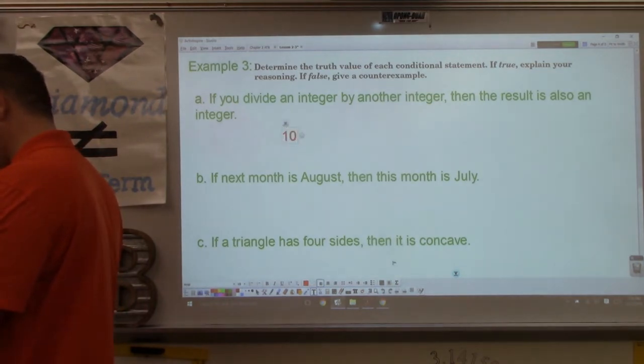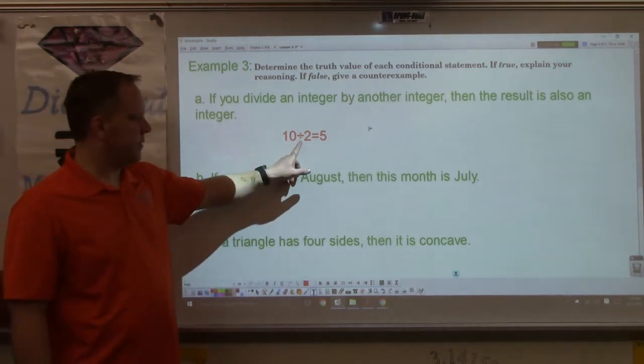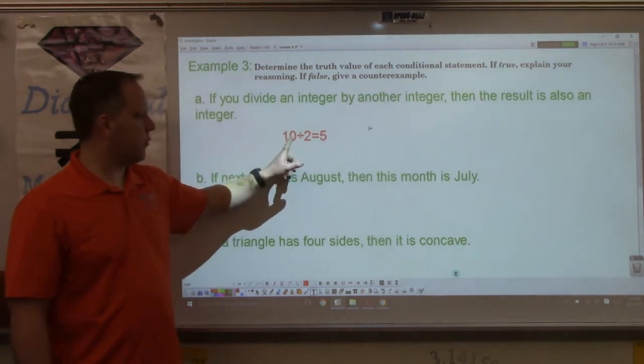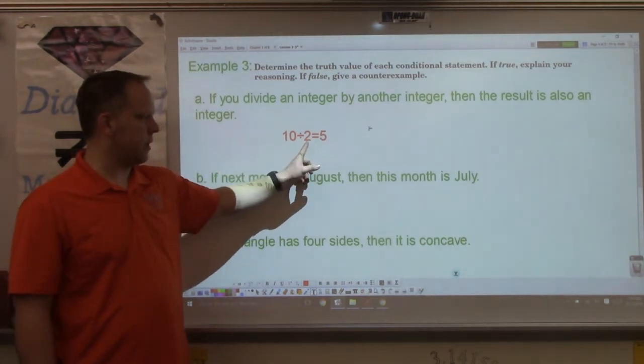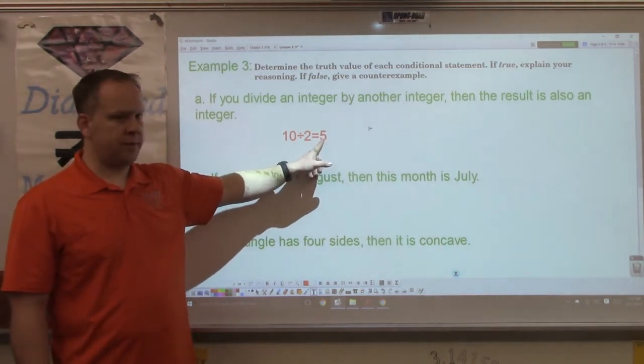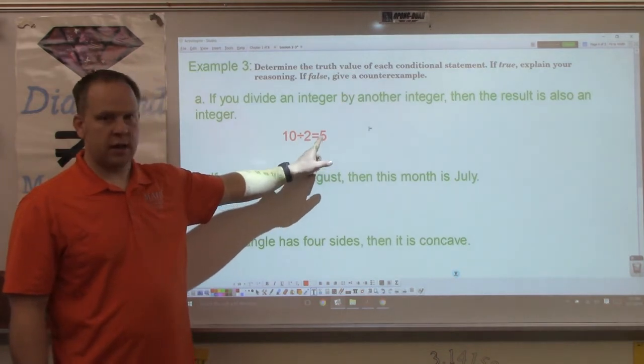10 divided by 2 equals 5. Integer divided by an integer is also another integer. All three of these are integers. I did an integer divided by an integer, I got another integer. So right now it's true, but will this ever be false? Can I divide two integers and get something that is not another integer?